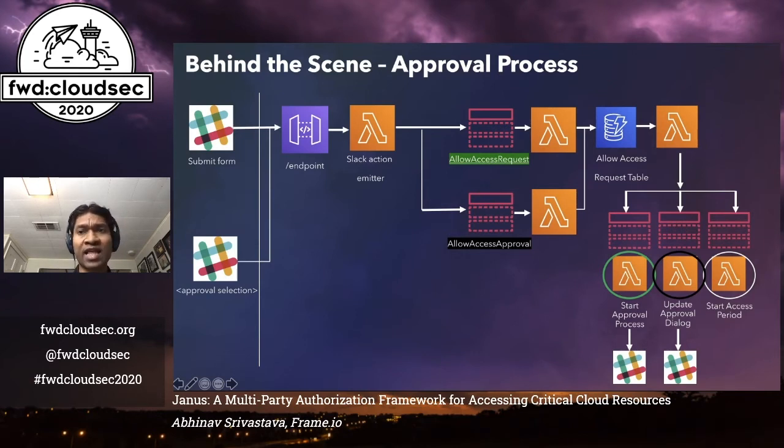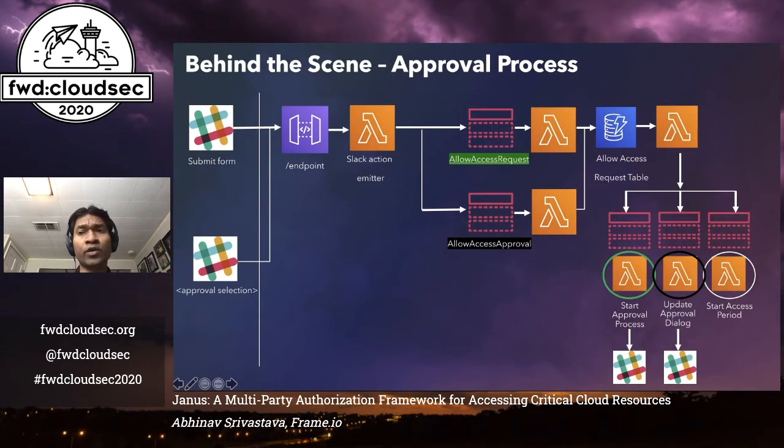The top flow shows what happens when you submit a request form and when you get a message back from Slack. It again goes to API Gateway, and the Lambda function associated with it parses the request and generates the allow access request notification topic, as shown in green. And it starts the approval process by sending the message on Slack that we saw in the previous slide.